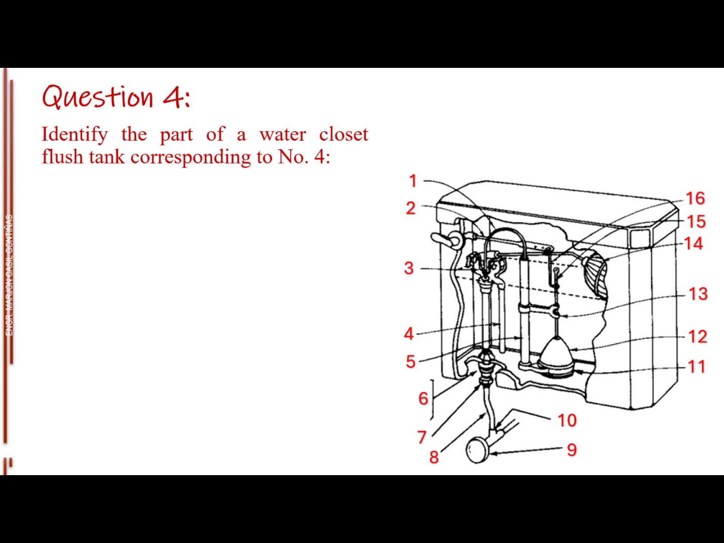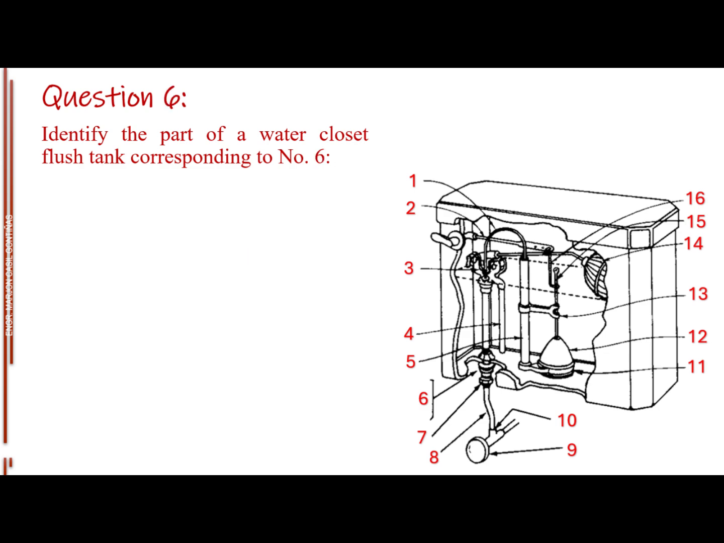Question number 4. Identify the part of a water closet flush tank corresponding to number 4. The answer is filler tube. Question number 5. Identify the part of a water closet flush tank corresponding to number 5. The answer is overflow.